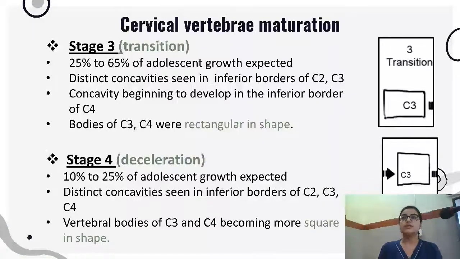Now, stage 4 is the stage of deceleration. In this stage, 10 to 25% of adolescent growth is expected. Distinct concavities can now be seen in the C2, C3, and C4 vertebrae, and the vertebral bodies of C3 and C4 have become more squarish in shape.